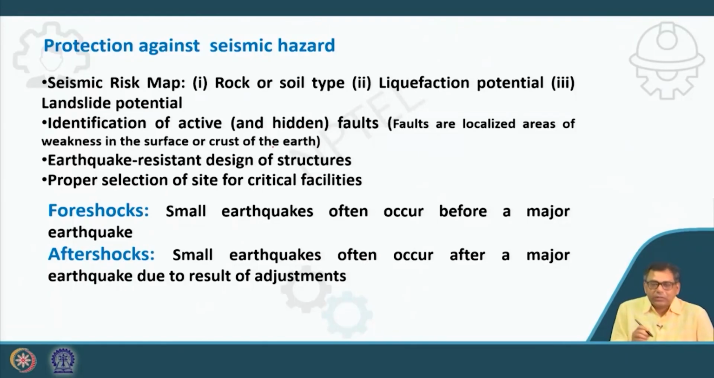Now when we are talking about earthquakes, there are another two important terms to know, foreshock and aftershock. Foreshocks are small earthquakes that often occur before a major earthquake. And aftershocks are small earthquakes that often occur after a major earthquake as a result of adjustment, because the earth's interior is damaged or changed. Because of that, some adjustment will occur, and because of this adjustment some small earthquakes will also occur. Sometimes we also have to analyze these aftershocks, so that is also required to know.